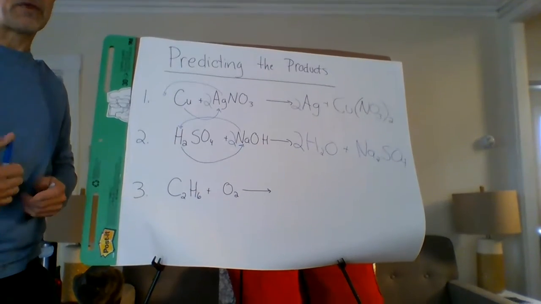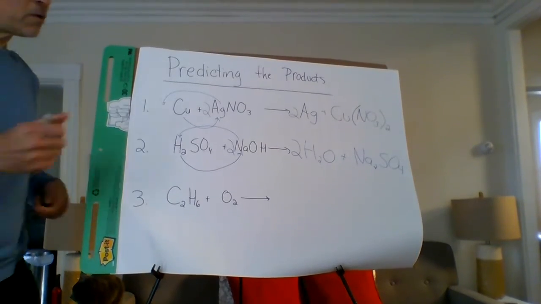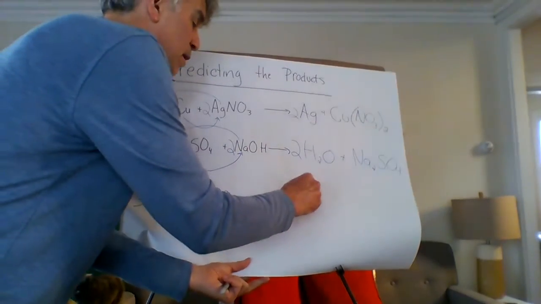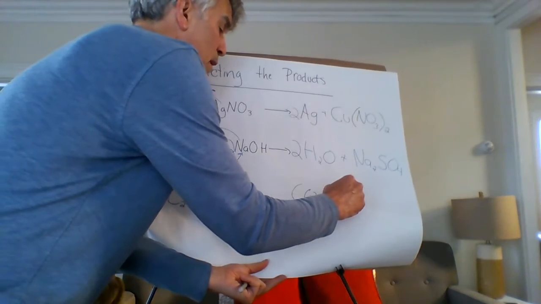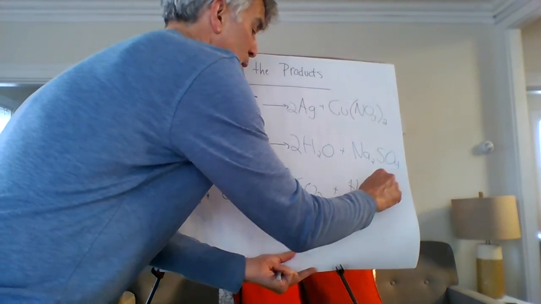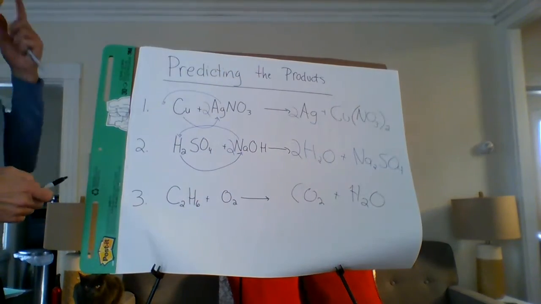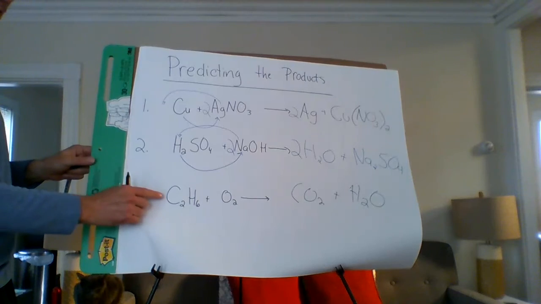you would look at that and you would think combustion. And right away, when you think combustion, you know the products are CO2 and H2O. Now, combustions are pretty easy to balance.